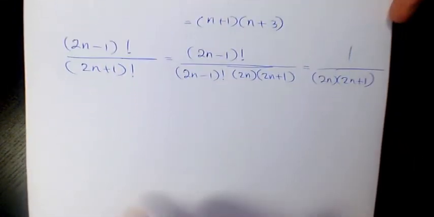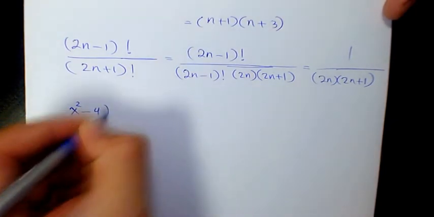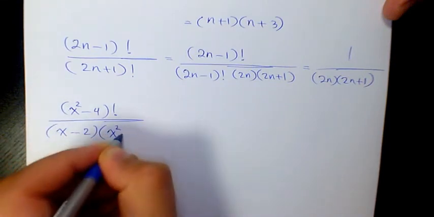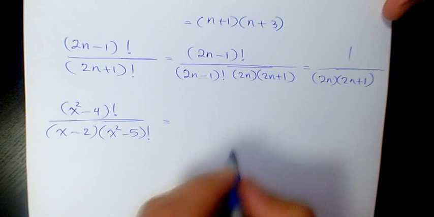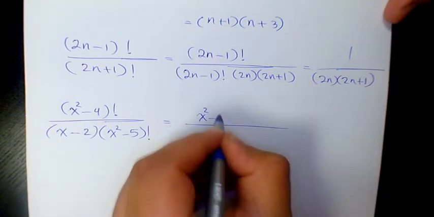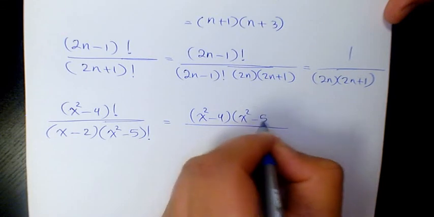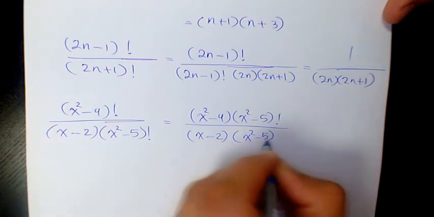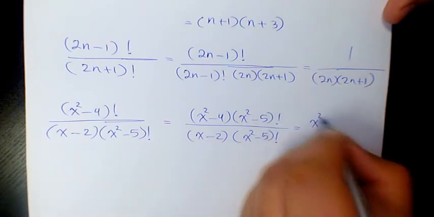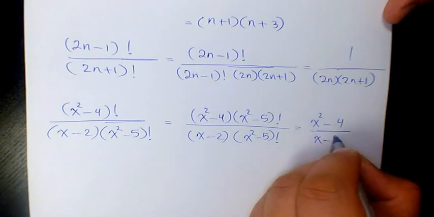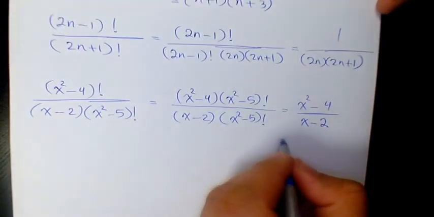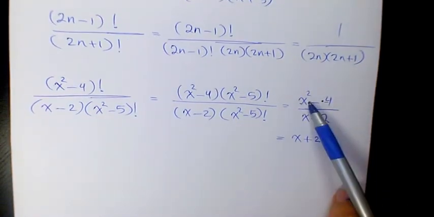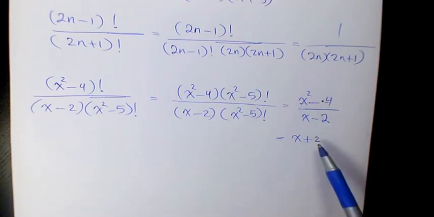Next example is x squared minus 4 factorial divided by x minus 2 times x squared minus 5 factorial. That's going to give me x squared minus 4 times x squared minus 5 factorial divided by x minus 2 times x squared minus 5 factorial. These two cancel out. You're going to have x squared minus 4 divided by x minus 2, which is going to leave me at x plus 2, because that's the difference of squares. When you divide it by x minus 2, you're going to get x plus 2.